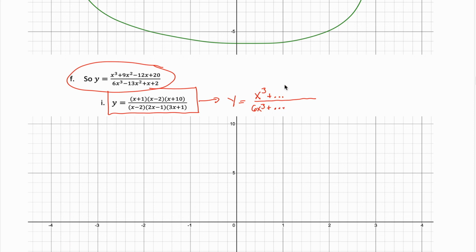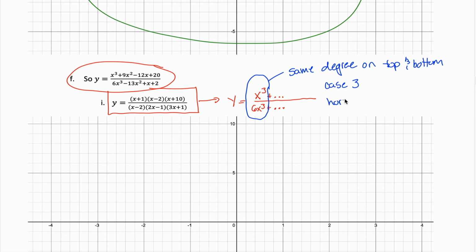I don't care about them because for the purpose of figuring out end behavior, all I did was look at the leading term, so I just need to figure out these 2 guys. I guess I might as well finish this problem. At this point, you'd recognize that you have the same degree on the top and the bottom, 3 in this case. So we're in what I called case 3. And so we have a horizontal asymptote at the quotient of x cubed and 6x cubed. So 1/6 if you cancel everything out.